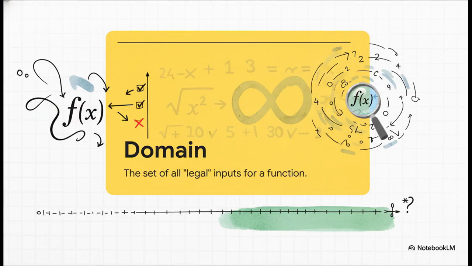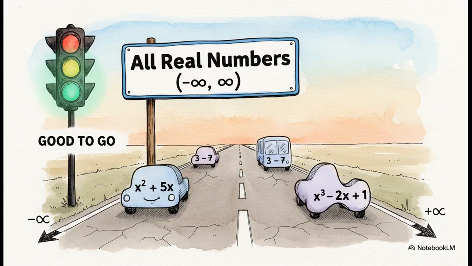But where do we even start? Well, the good news is, for most functions, the default setting is, well, everything. We can pretty much assume every number is allowed. Yep, you heard that right. The default is just a total green light. Any real number you can think of, from negative infinity all the way to positive infinity, you're good to go. This is true for all those polynomial functions, things like x squared plus 5x, and a bunch of other basic functions.